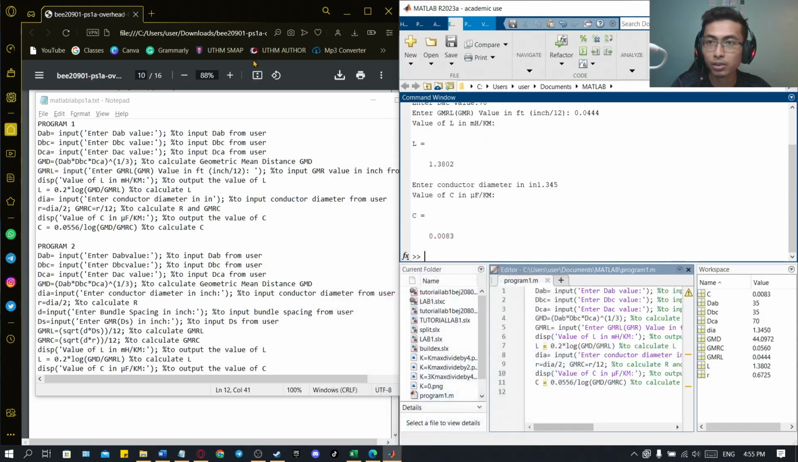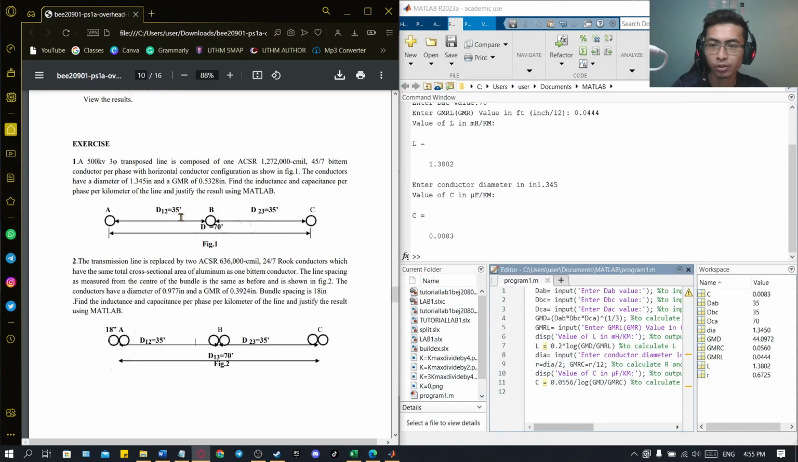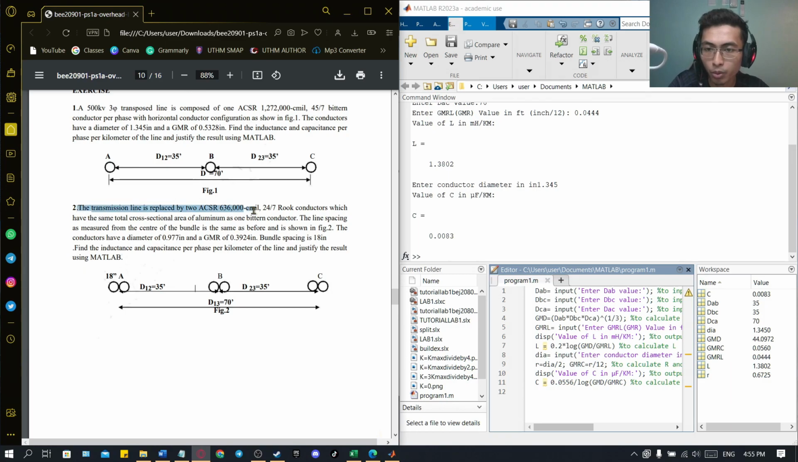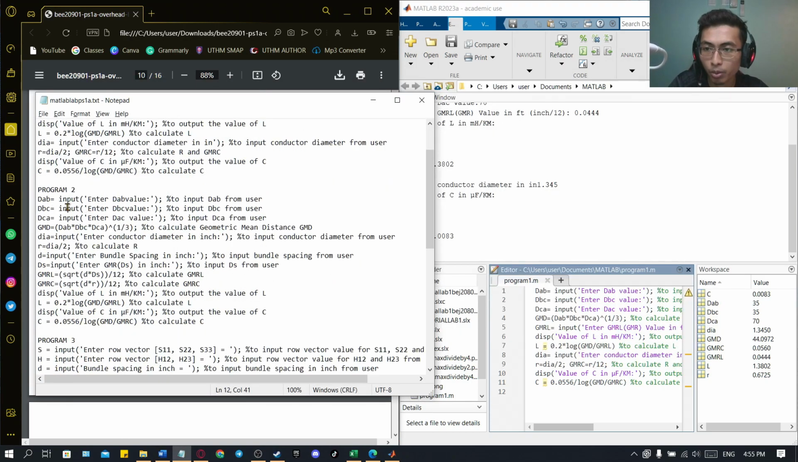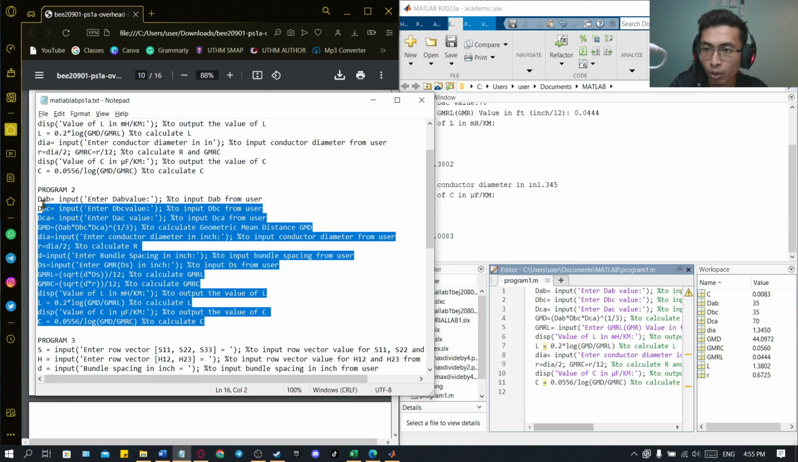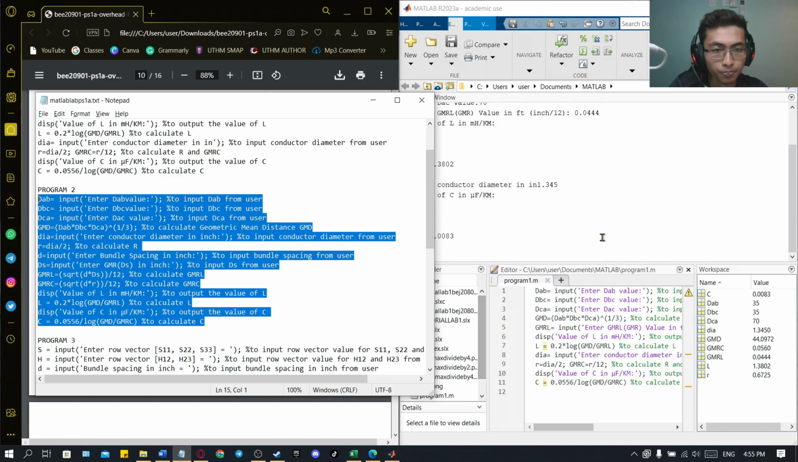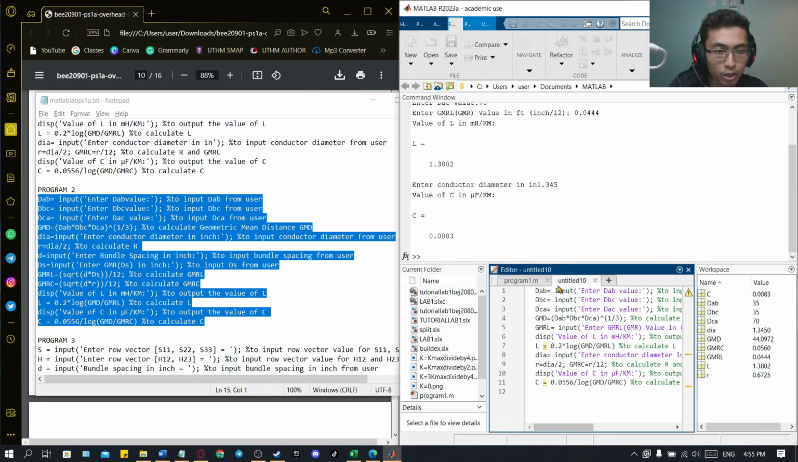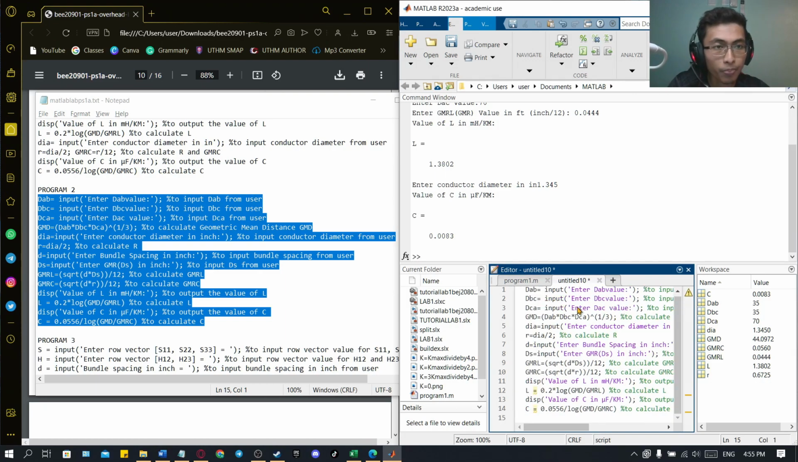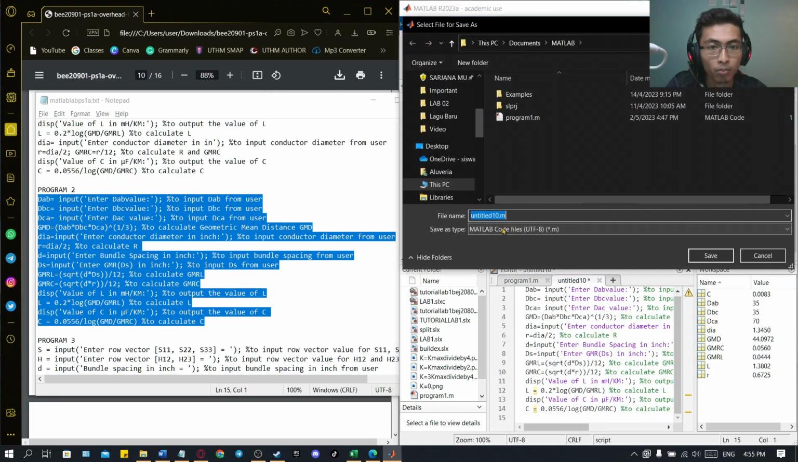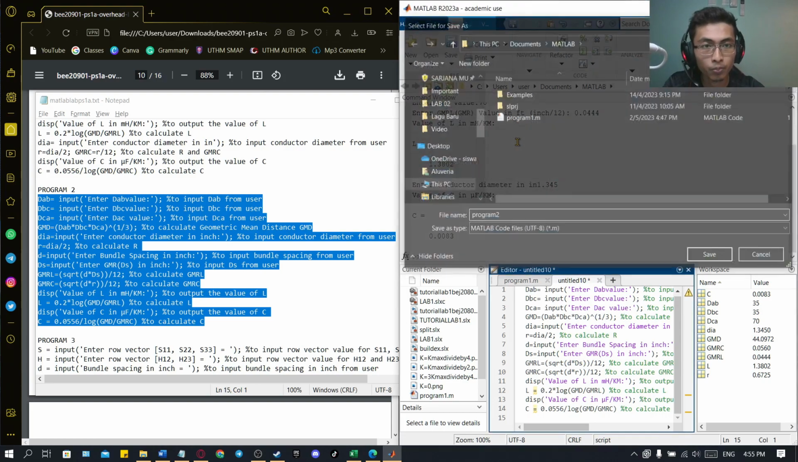Okay, welcome back. Now we're going to do exercise 2, which is program 2, as you can see from figure 2. Let's look at the program 2 command lines. We copy this and insert it in a new script here. Then we enter and run, and we save it as program 2.